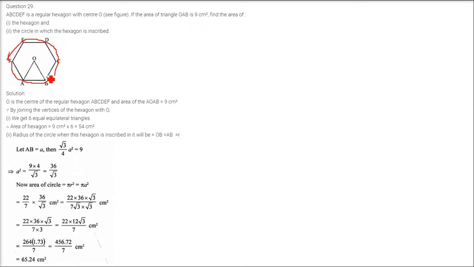So we have to find out the area of the hexagon. As we know, the area of the triangle OAB is 9. We have 6 triangles, and they are all exactly equal. So 6 into the area of one triangle, that is 9. So the area of the hexagon will be 6 into 9, that is 54. This is the area of the hexagon. This is done.